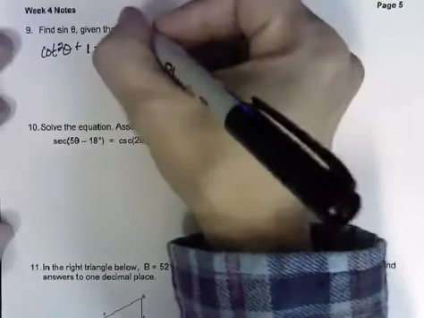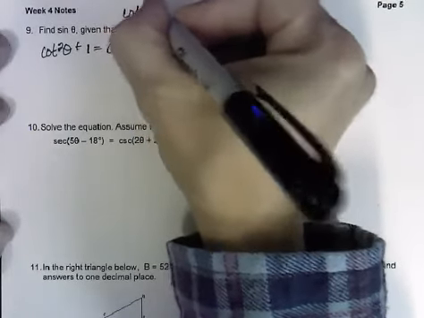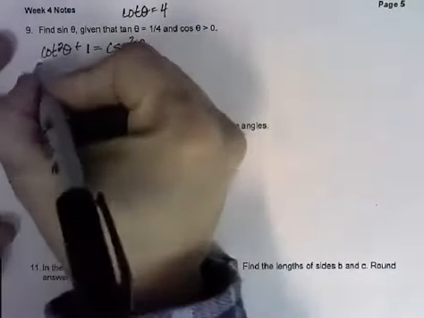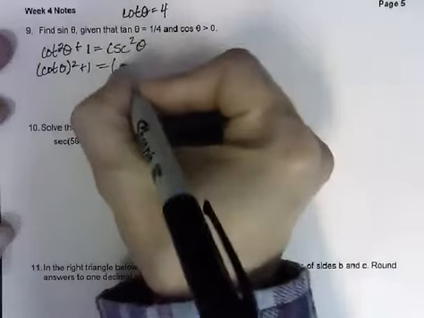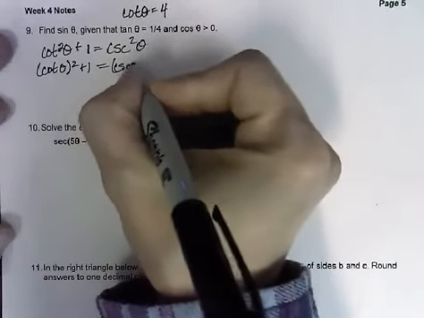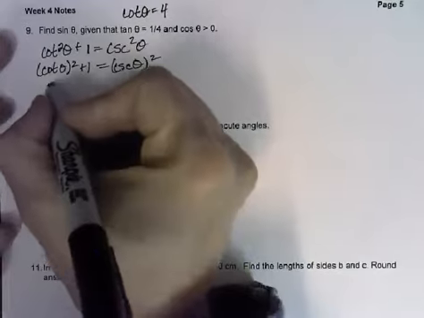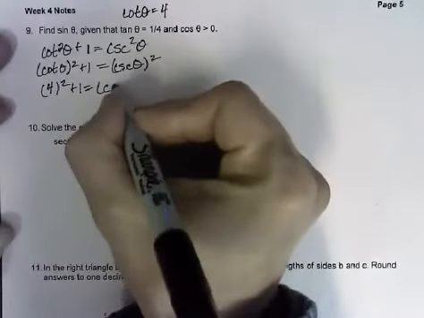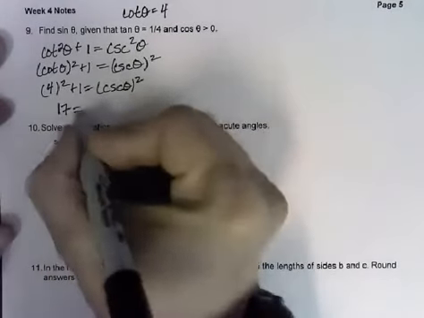So first of all, if tangent of theta is 1/4, the reciprocal, cotangent of theta, is going to be 4 over 1 or just 4. I can substitute my 4 in here for cotangent of theta. That gives me 4 squared is 16 plus 1 is 17.